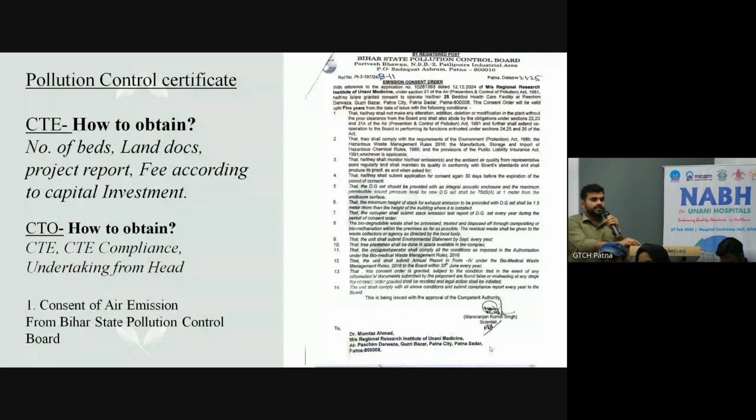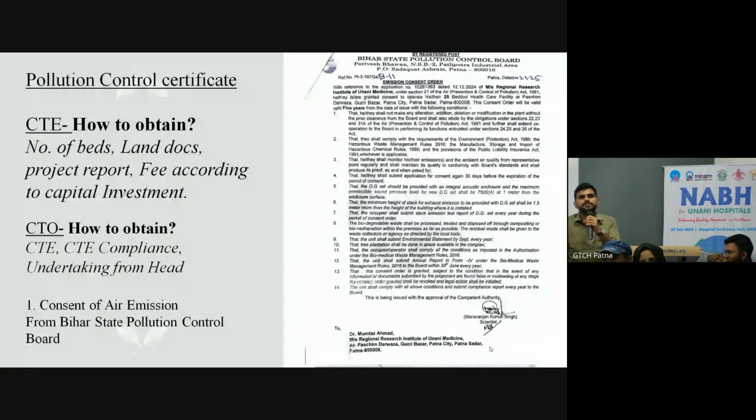This is the CTO certificate for air emission, and this is generally valid for 3 years, 5 years, depending on the guidelines of the pollution control board. And they actually mention the conditions here, 1, 2, 3, 4, 5, 6, up to 14. These conditions should also be fulfilled, as they ask for all these things: timely reporting of the waste you are generating, timely reporting of the air emission you are having, timely reporting of the water harvesting you are doing.